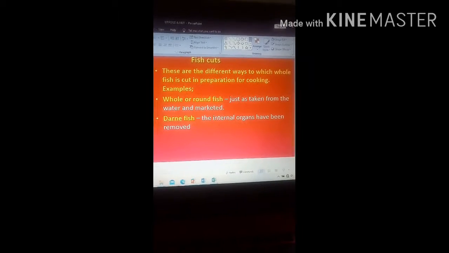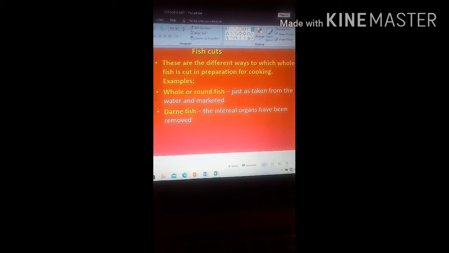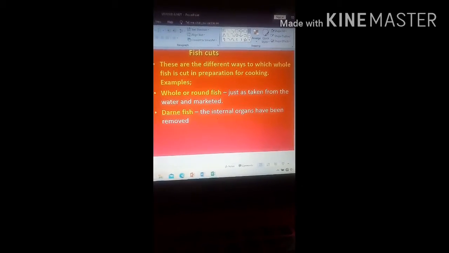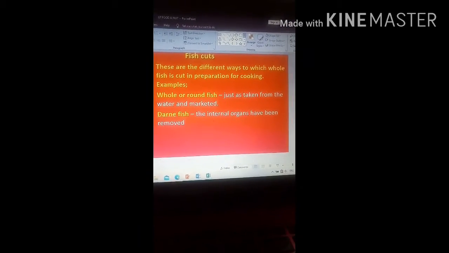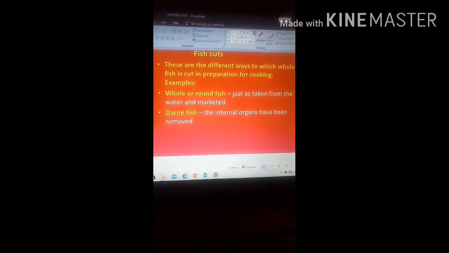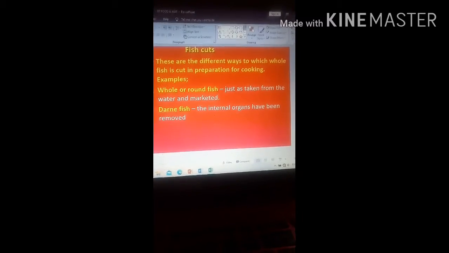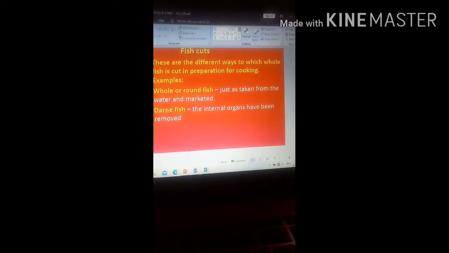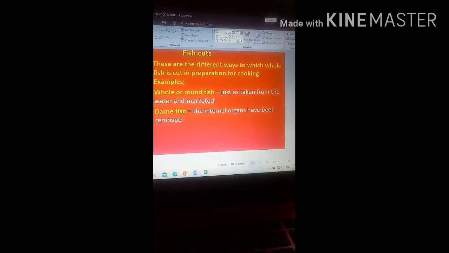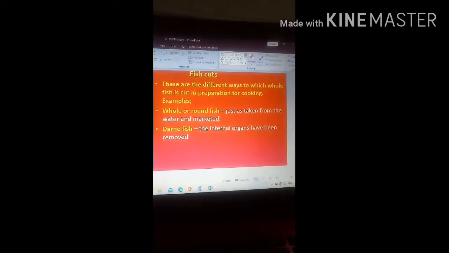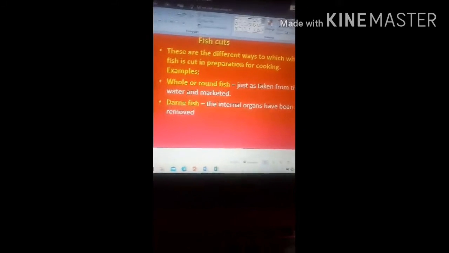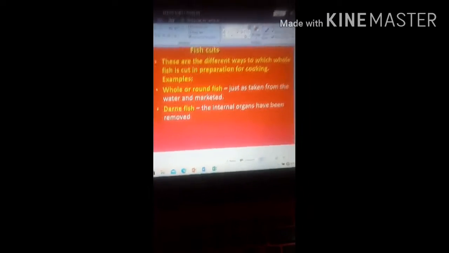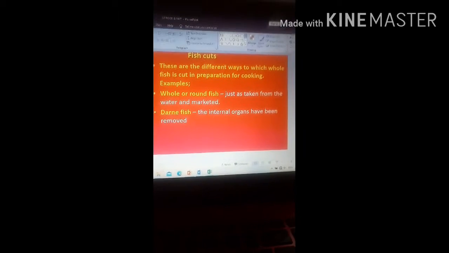Fish cuts. These are the different ways in which whole fish is cut in preparation for cooking. For example, whole or round fish, just as taken from the water and marketed, we just cut it round. Then we have the drawn fish. The internal organs have been removed, so you can remove the internal organs of your fish before you cut it, or you cut it straight away as it's being sold to you from the market.